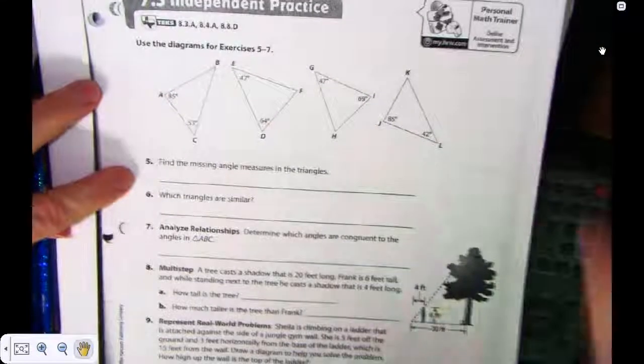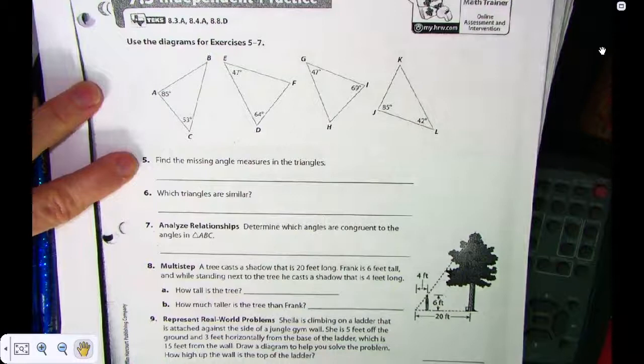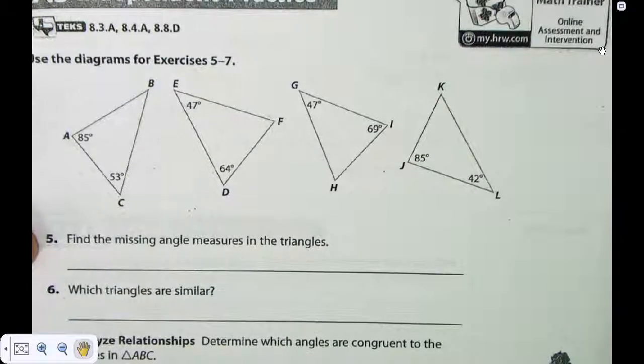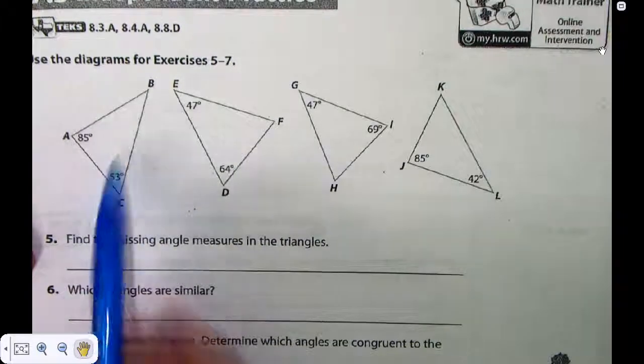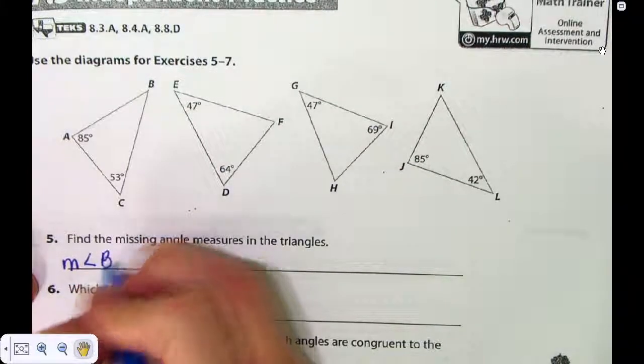Okay, I'm going to show you how we want this written. On number 5, don't go ahead and start it. Just listen and write down what I'm telling you to write down. So we're finding the missing angle measures in the triangles. So on this triangle, what do we need? Measure of what? Angle B.